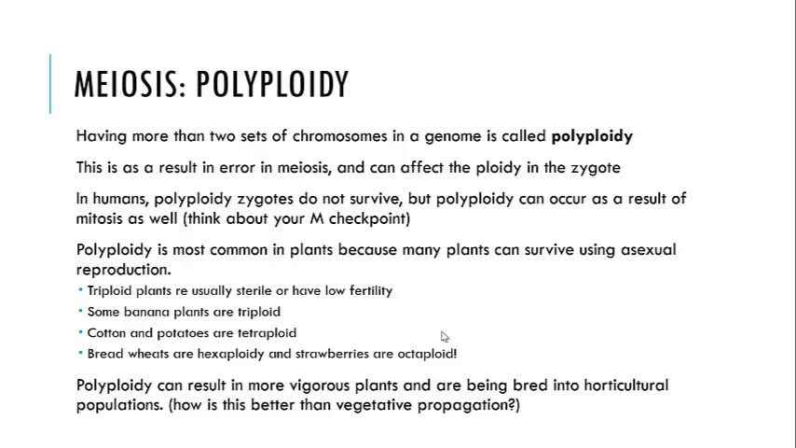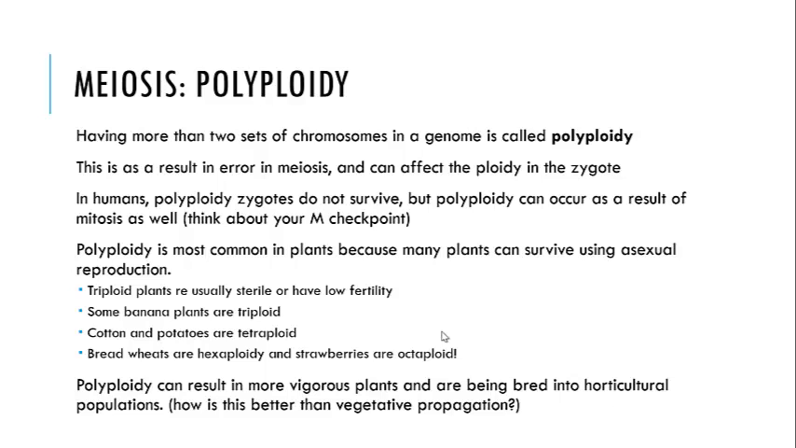Triploid plants are usually sterile or have low fertility. Some banana plants have been found to be triploid. Cotton and potatoes are tetraploid, which is 4 sets. Bread wheats are hexaploid, and strawberries are even octoploid. So you need to understand ploidy and what that means. It means another set of chromosomes.